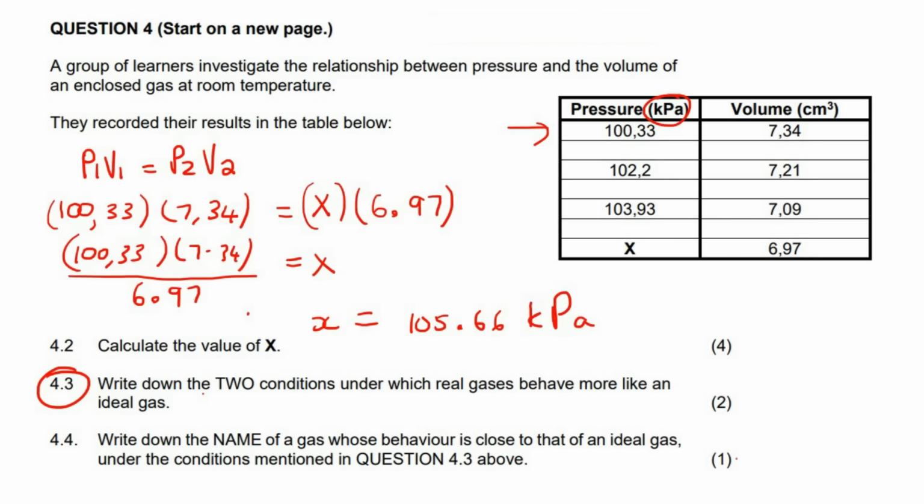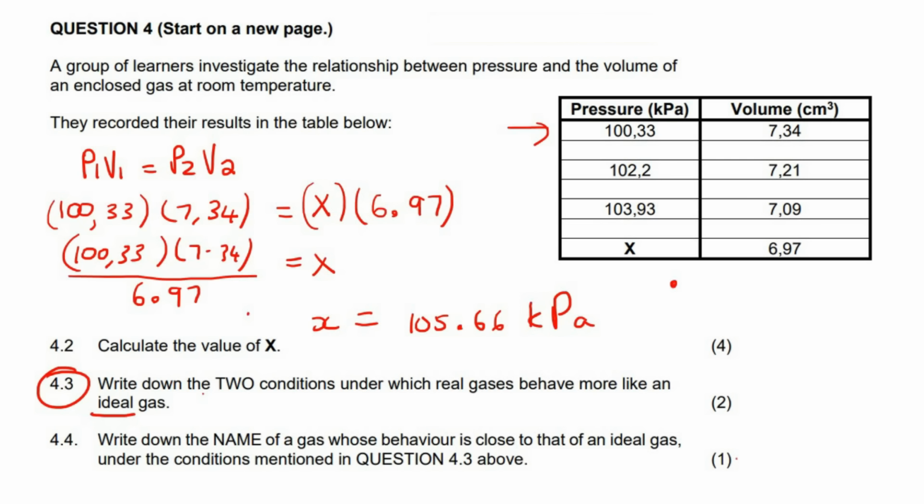This next question says, write down the 2 conditions under which real gases behave like an ideal gas. I don't want you to memorize this, because with careful understanding, you will just know this. The word ideal means it is perfect, so we want to think about a perfect gas. Remember, you get 3 main phases in life: solid, liquid, gas.